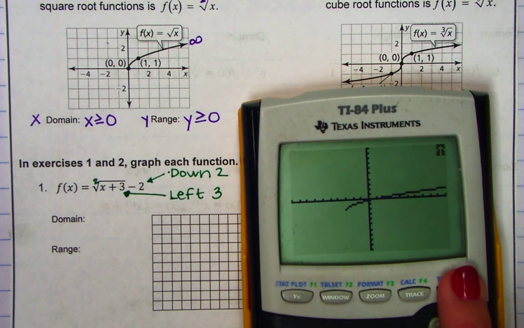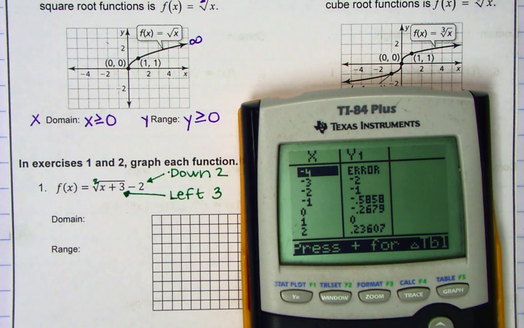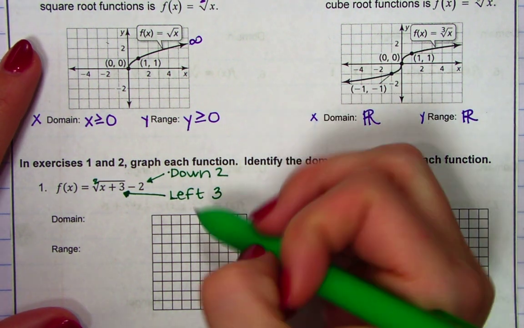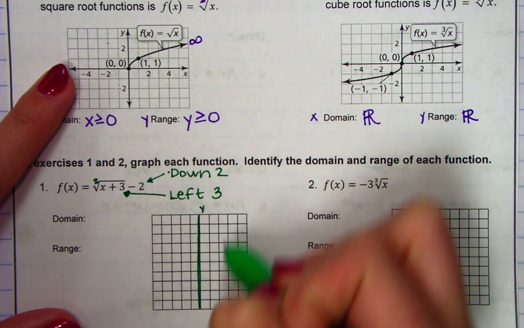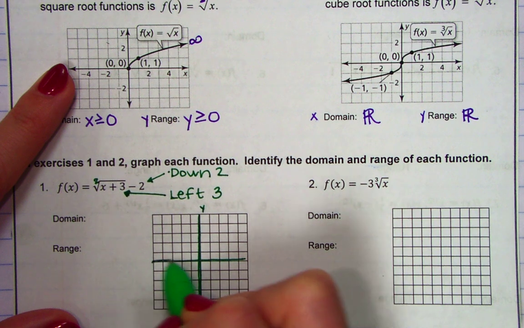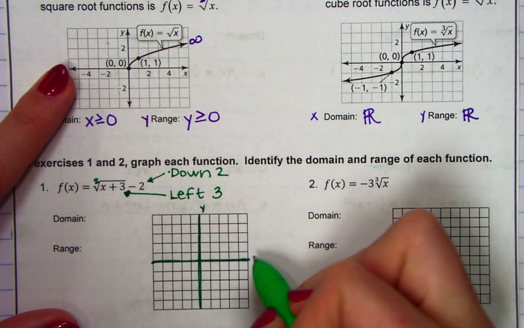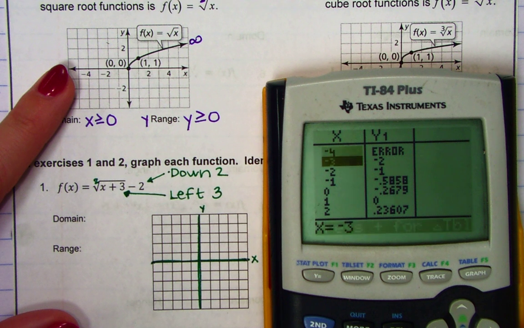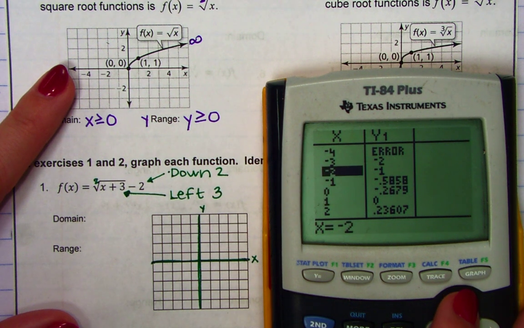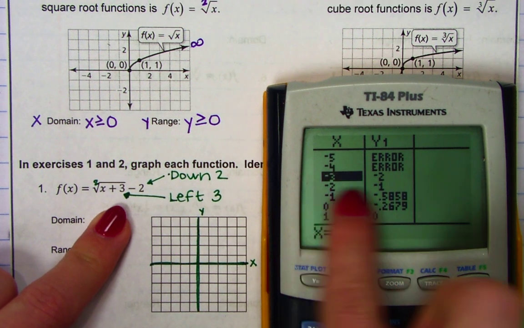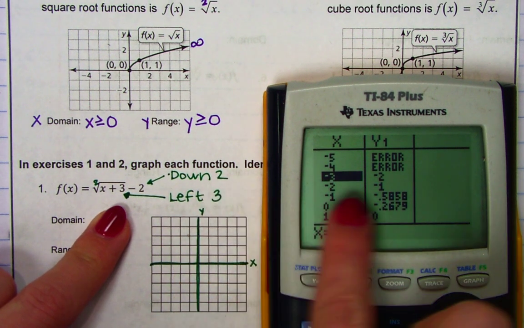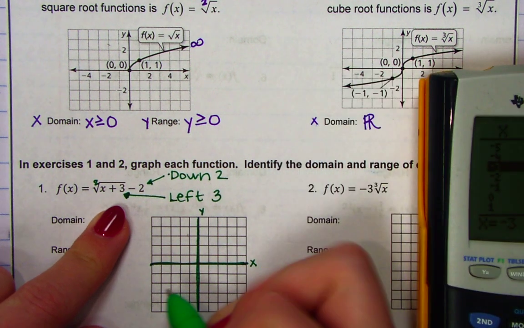We're going to want the exact points on here. We don't just want to slop it on there. We want the exact points. So I'm going to just draw my x and my y axis right in the middle here. There's my y. Here's my x. Since it moved, if you go back to negative 3, negative 2, left 3, down 2, there's a point there, negative 3, negative 2.